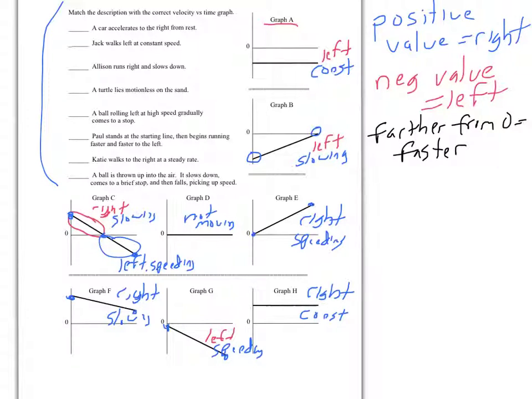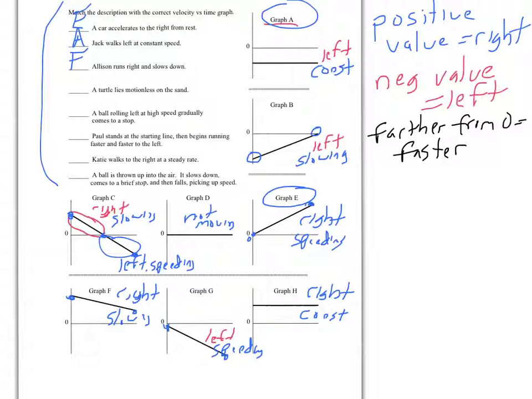So a car accelerates to the right from rest. So we're looking at something that's going to the right and that is speeding up. And so looking at this, graph E seems to be the best match because it starts off at 0 and then it gets faster and it's going to the right. Jack walks left at constant speed. Well, we have graph A for that. It's already written on our notes. Allison runs right and slows down. That's going to be graph F, as we see.